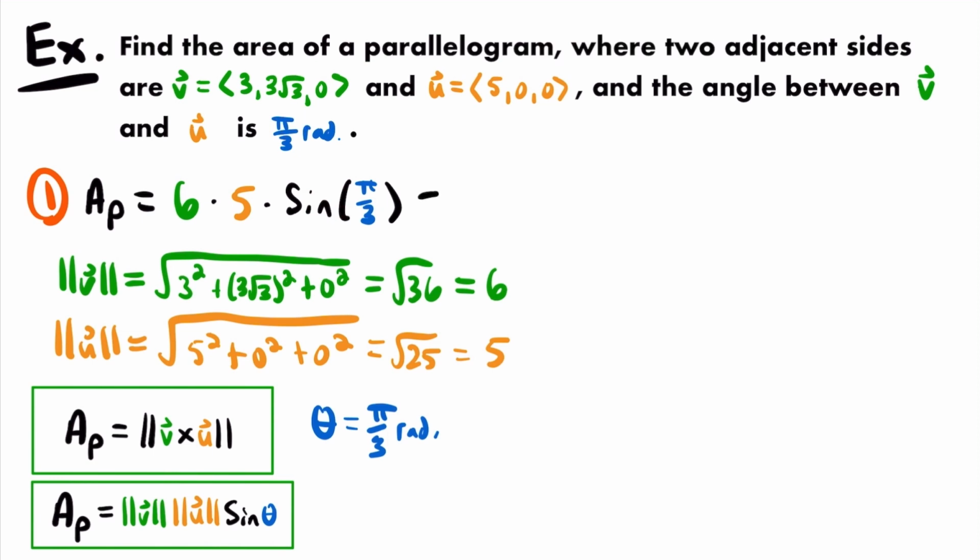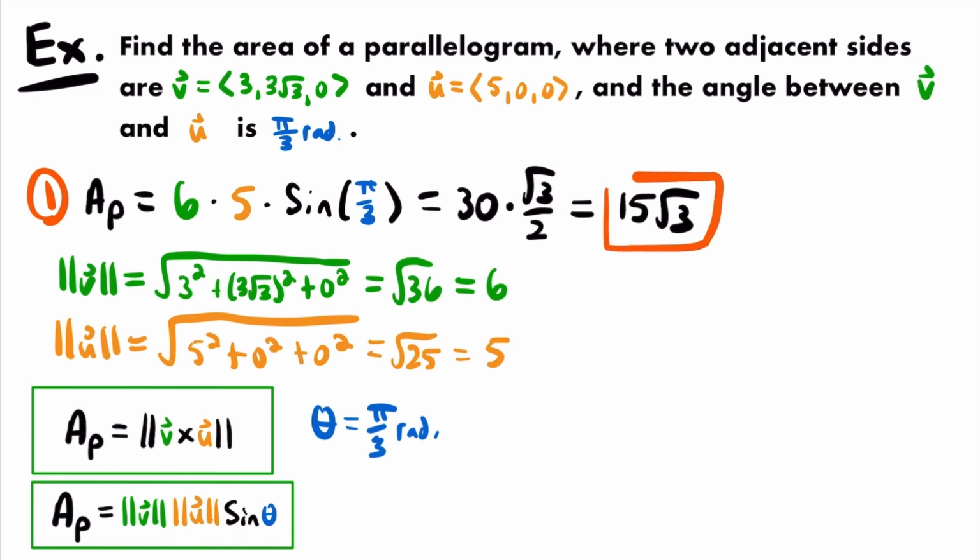Now, if we simplify, this will be equal to 30, right? 6 times 5 is 30, and then that's going to be multiplied by sine of pi divided by 3, which is the square root of 3 divided by 2. So we're multiplying by the square root of 3 divided by 2. And 30 divided by 2 is 15, so this is equal to 15 square roots of 3. Okay, so 15 square roots of 3 is the area of the parallelogram that has two adjacent sides, vector v and vector u, where the angle between them is pi divided by 3 radians.